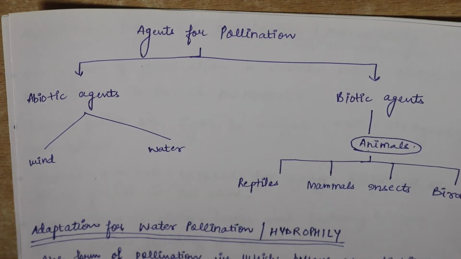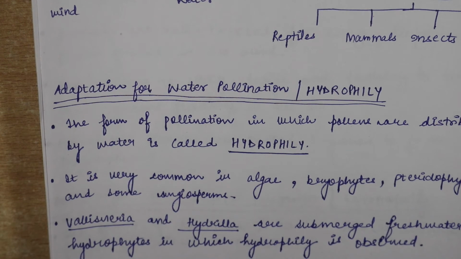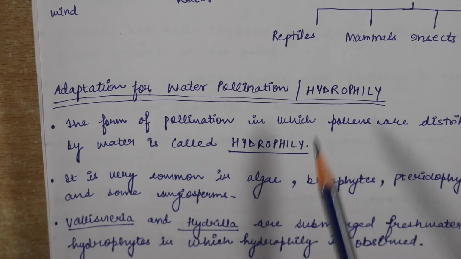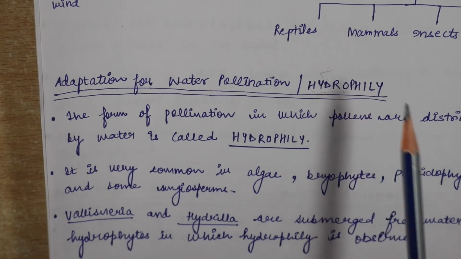Then what are the adaptations for pollination? There are kinds of adaptation. First one is water pollination, which is also known as hydrophily. So hydro, you can relate here, it is related to the water.